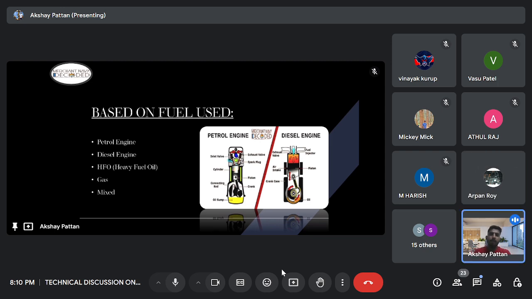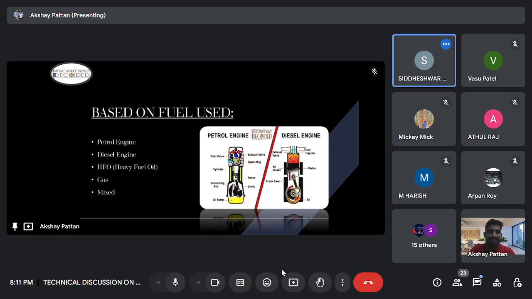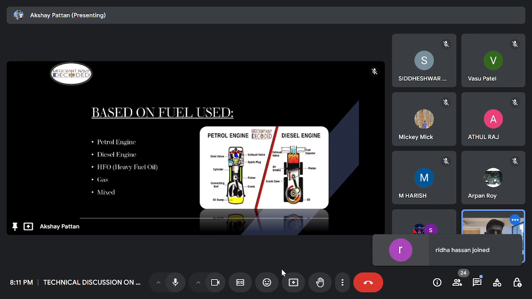Apart from that, the fuel used in the petrol engine is petrol, and in the diesel engine it is diesel. In the suction stroke of the petrol engine, an air and fuel mixture enters. In the diesel engine, only air enters. Correct, that is the important difference, guys. In the petrol engine, the mixture of air and fuel enters during the suction stroke, whereas in the diesel engine only air enters, and during the compression stroke the diesel is injected. That is the difference between petrol engine and diesel engine.